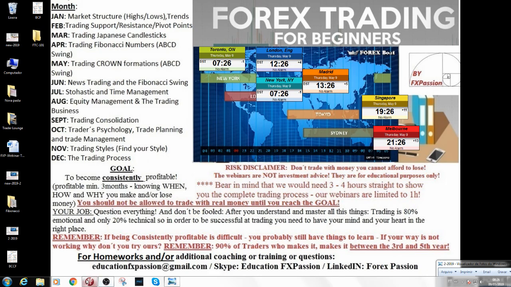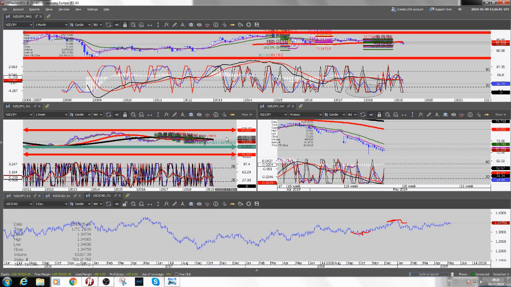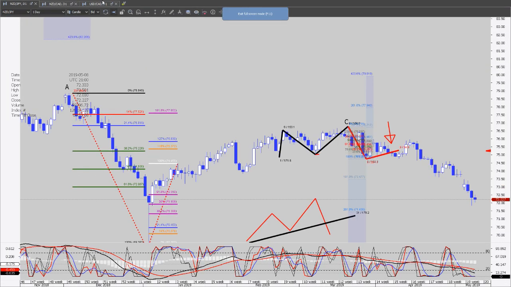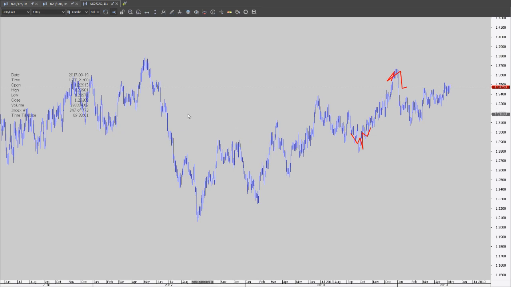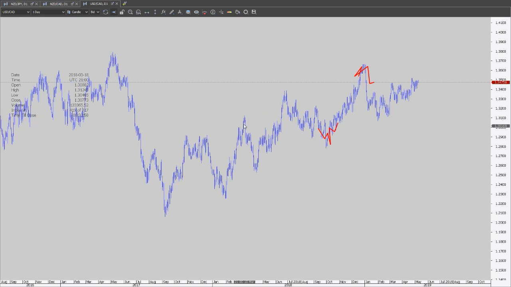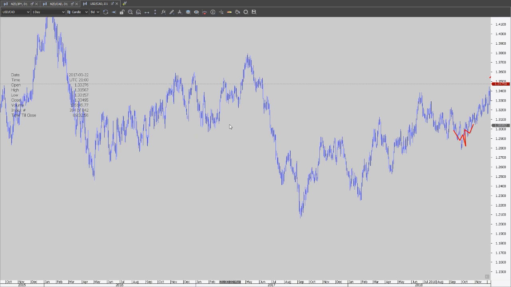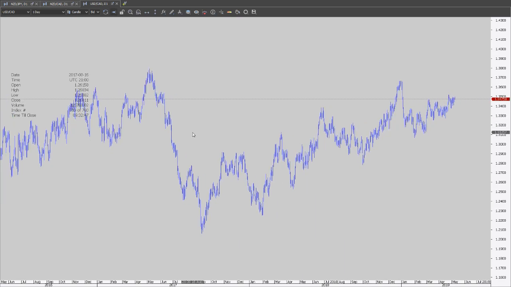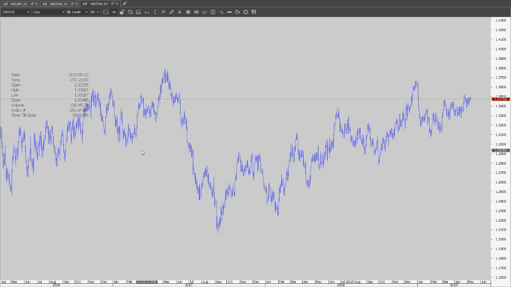That being said, let's dive into the live markets. And let's see, this was the homework. We talked about crowns and crown reversals yesterday, and this was the homework, right? USD CAD daily chart. Now the homework was try to find crowns, right? Crowns and crown reversals on USD CAD daily chart.